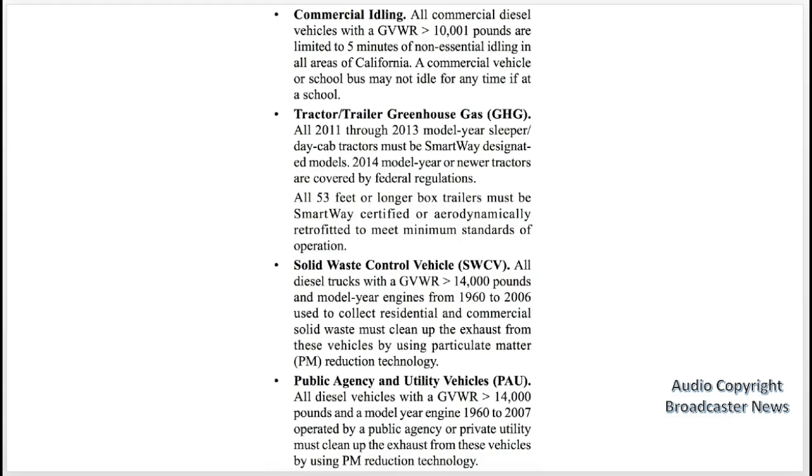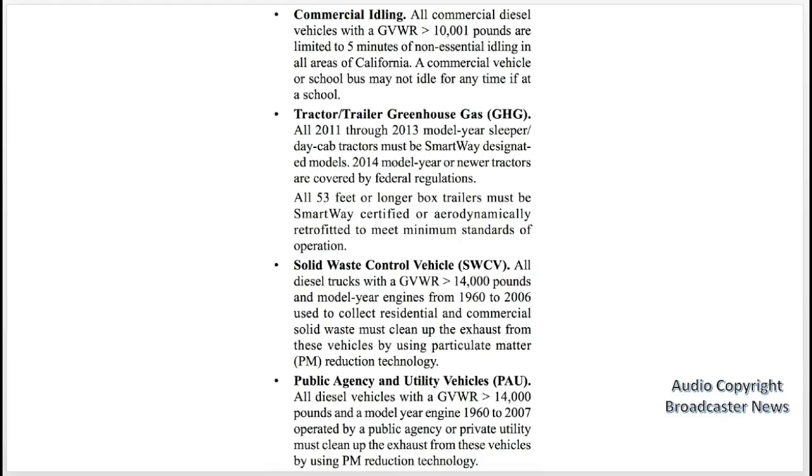Tractor-trailer greenhouse gas. All 2011 through 2013 model year sleeper cab tractors must be SmartWay designated models. 2014 model year or newer tractors are covered by federal regulations. All 53-foot or longer box trailers must be SmartWay certified or aerodynamically retrofitted to meet minimum standards of operation.